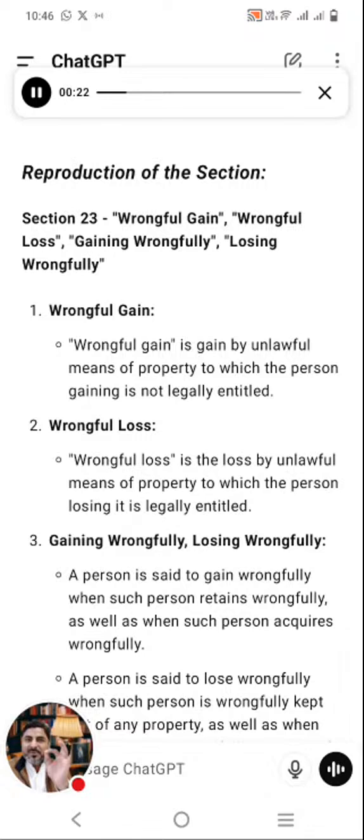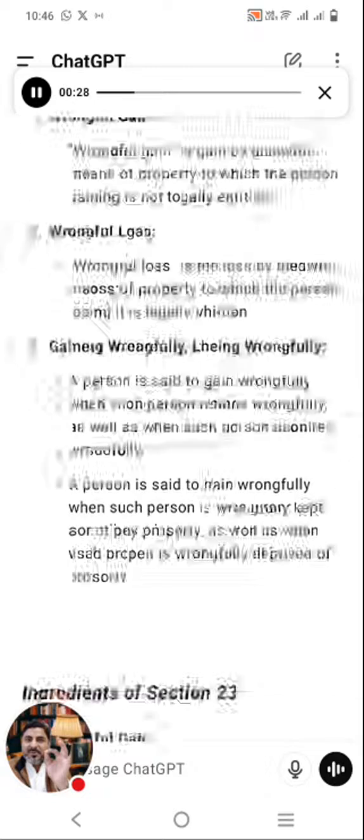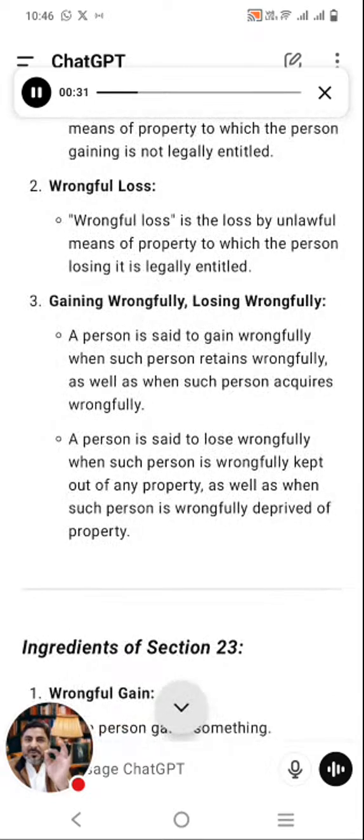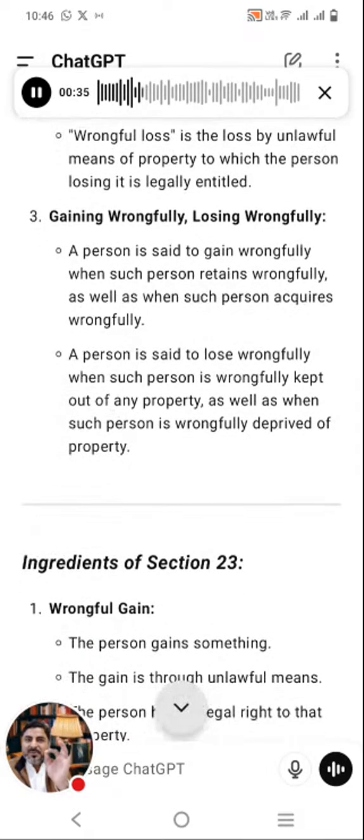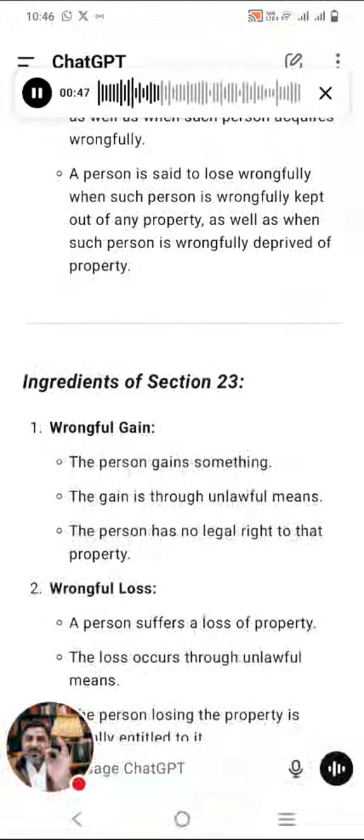2. Wrongful loss. Wrongful loss is the loss by unlawful means of property to which the person losing it is legally entitled. 3. Gaining wrongfully, losing wrongfully. A person is said to gain wrongfully when such person retains wrongfully, as well as when such person acquires wrongfully. A person is said to lose wrongfully when such person is wrongfully kept out of any property, as well as when such person is wrongfully deprived of property.